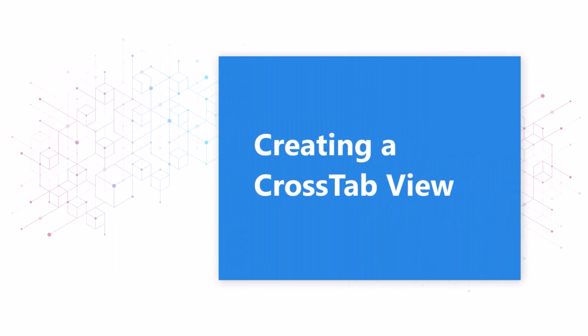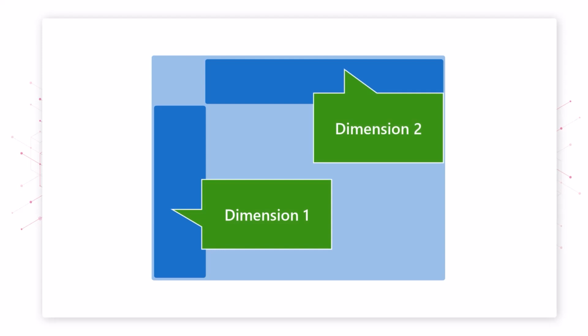In this demonstration, you'll learn how to create a crosstab view of your data. A crosstab view allows you to see two dimensions of your data in the same grid, just as a multi-tab view does. But in a crosstab view, the headings, that is the values, for one dimension are in a column on the left, and the values for the other dimension are in a row across the top.